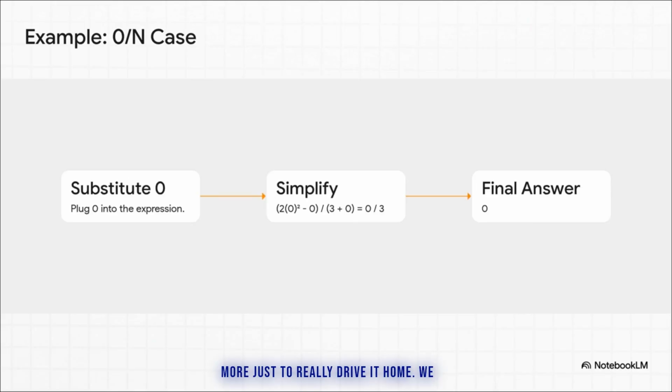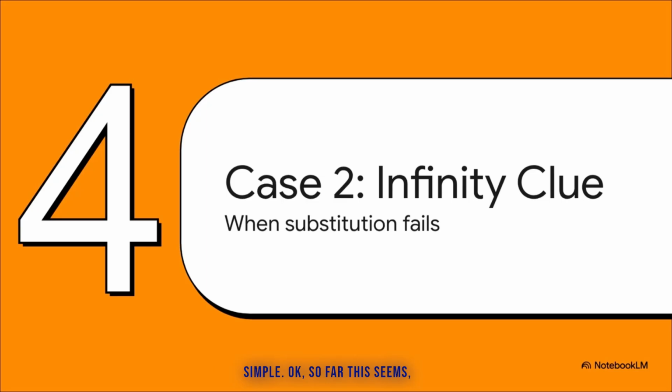And here's one more, just to really drive it home. We want the limit as x approaches 0. So what do we do? We plug in 0. The numerator becomes 0 minus 0, which is just 0. The denominator becomes 3 plus 0, which is 3. So we have 0 divided by 3, and that's just 0. That's a perfectly valid number, so that's our limit. See? Simple. Okay, so far this seems pretty straightforward, right?